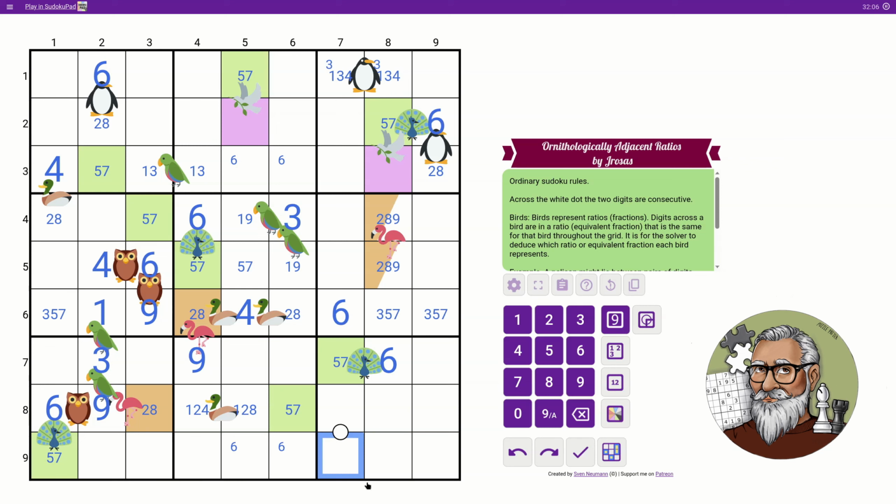But actually, no, what am I saying? If that one is there, then it has to be this one, because otherwise there's no place for this one in box number 9 anymore. No, that's not true. It could be there. Nope. I think I'm confusing myself. I'm obviously confusing myself. Okay, more tea.